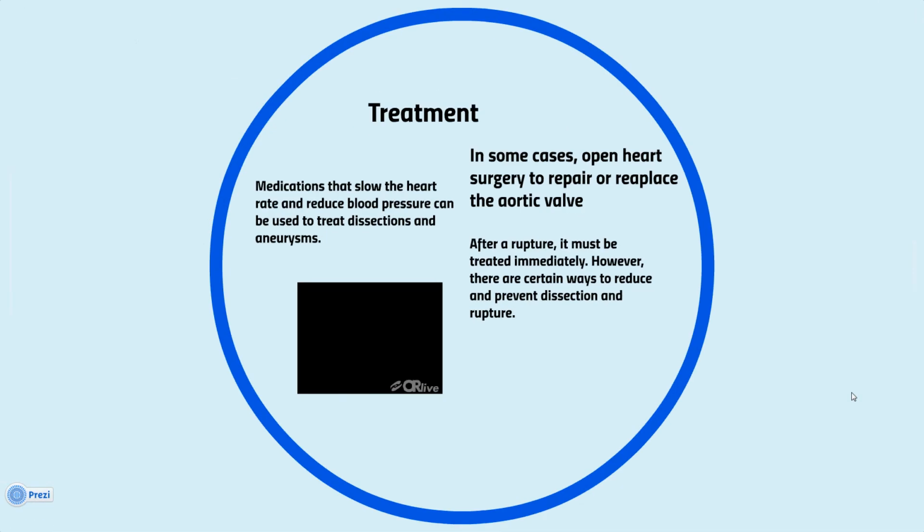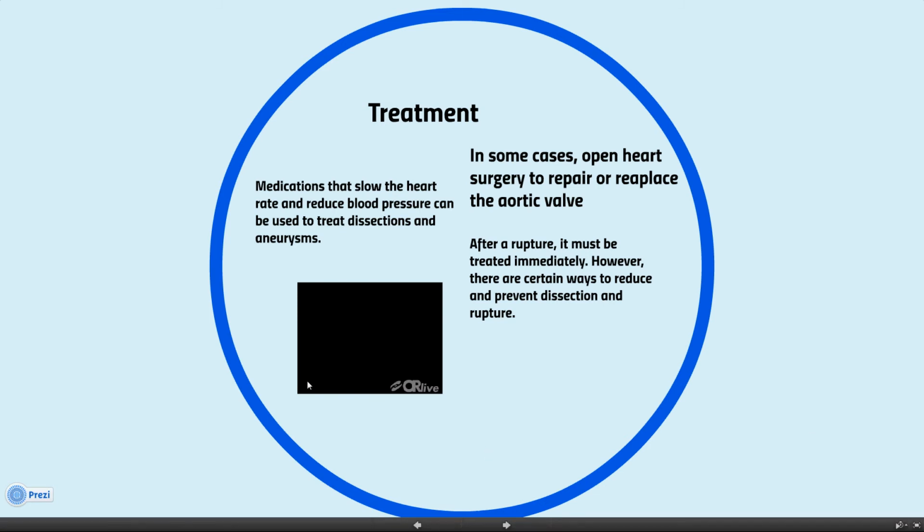The treatment: medication that slows the heart rate and reduces blood pressure can be used to treat dissection and aneurysm. In some cases, open heart surgery to repair or replace the aortic valve. After a rupture, it must be treated immediately. However, there are certain ways to reduce and prevent dissections and ruptures.